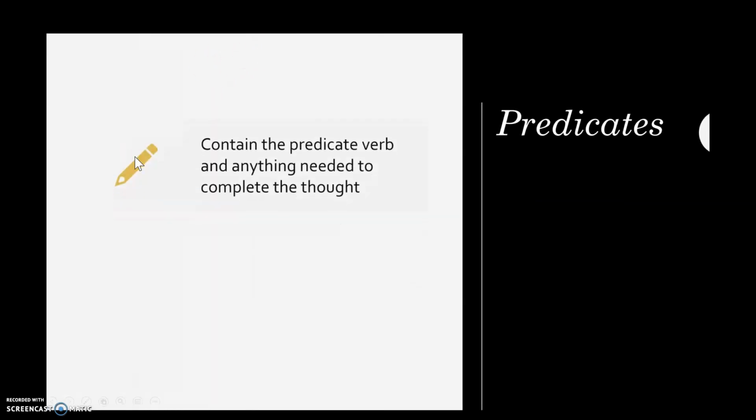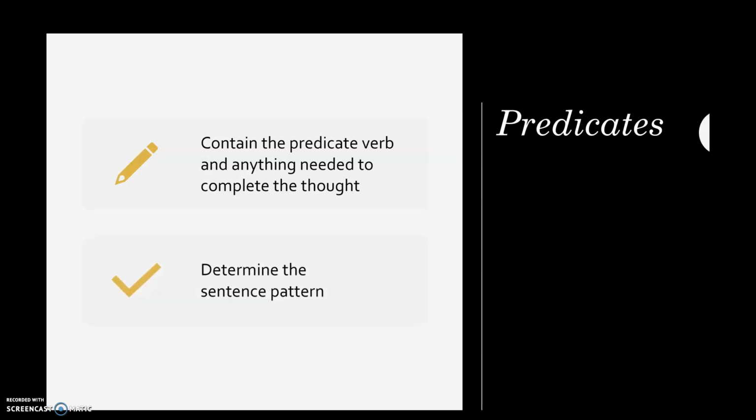Predicates are the other half of the sentence. They contain the predicate verb, which is the verb expressing the state of being or the action being done, and anything else needed to complete the thought. They also determine the sentence pattern, and we'll talk more about that in a moment. You can often have adjectives or words that refer to the subject in the predicate, but they go with the verb. They show what the verb is doing. So you're not going to have a situation generally where you have subject, predicate, subject again. It's going to be pretty much cut in half generally, subject, predicate.